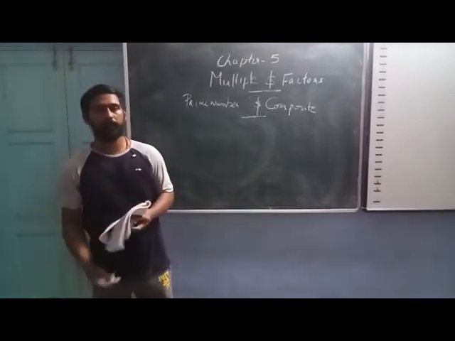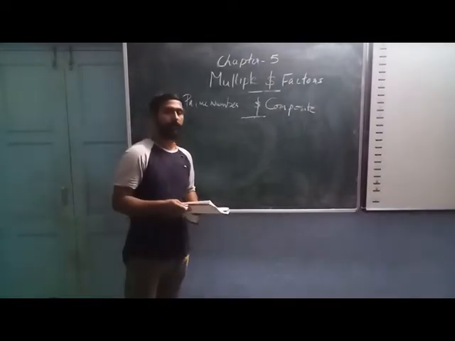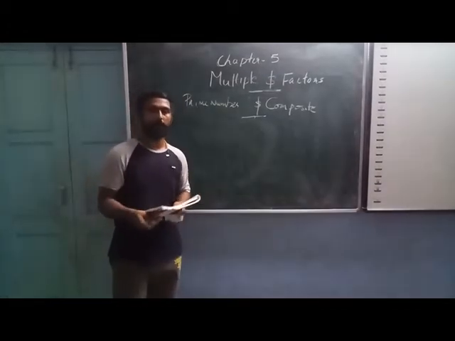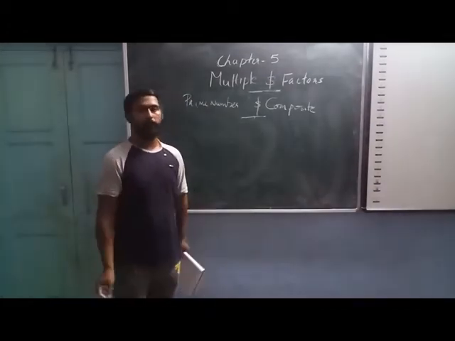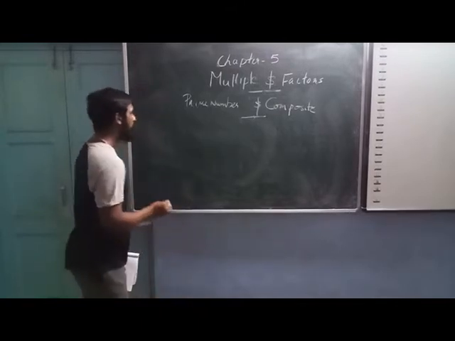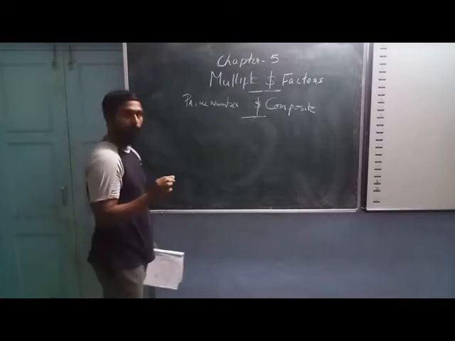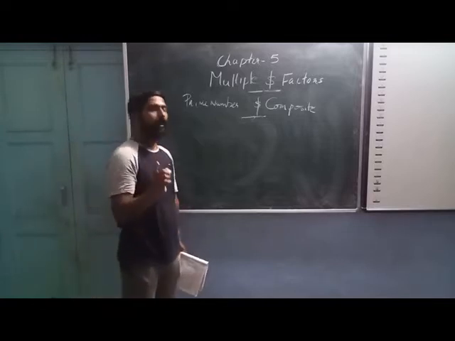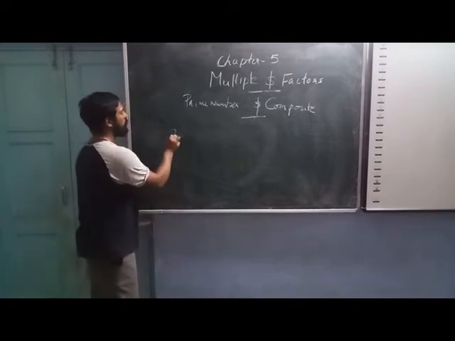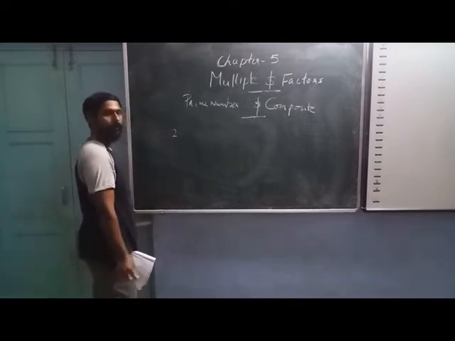My dear students, now we are going to learn about the next topic, that is prime number and composite number. So what is a prime number? You might have learned in the previous class about prime numbers. A prime number is a number that is only divisible by 1 and that number itself. For example, 2. So 2 is a prime number.